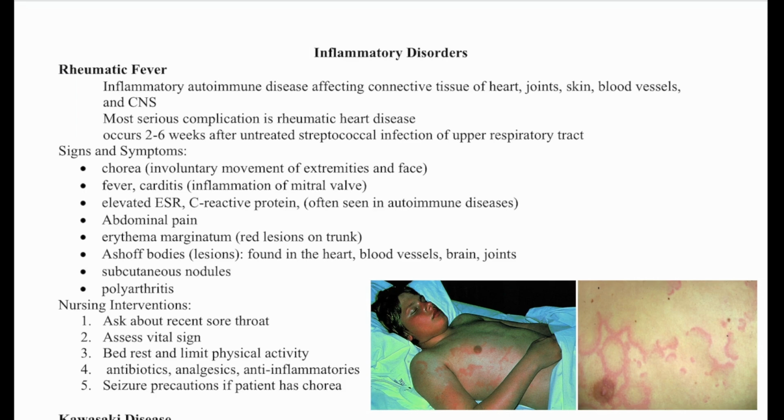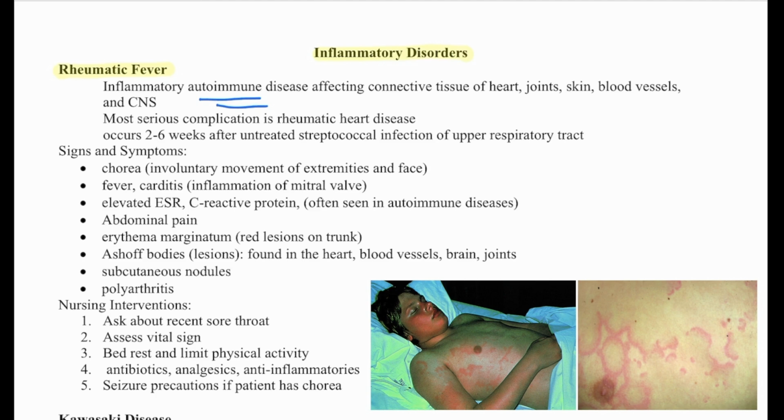Let's talk about pediatric inflammatory disorders. So the first thing we're going to talk about is rheumatic fever. This is an inflammatory autoimmune disease affecting connective tissue of the heart, joints, skin, blood vessels, and central nervous system. The most serious complication is rheumatic heart disease.